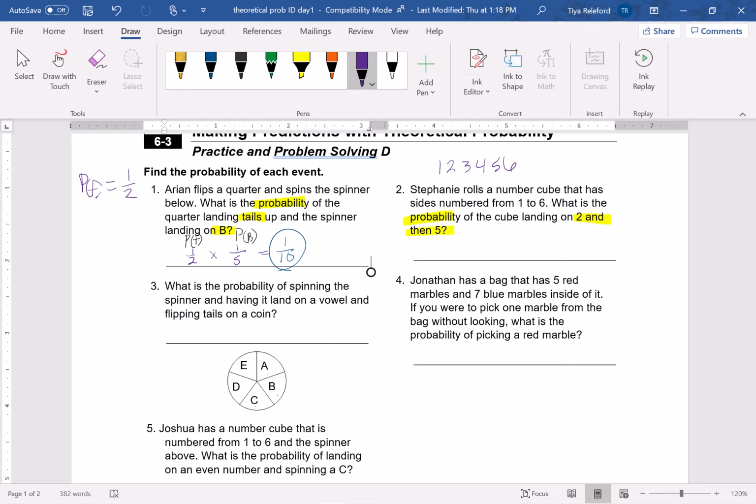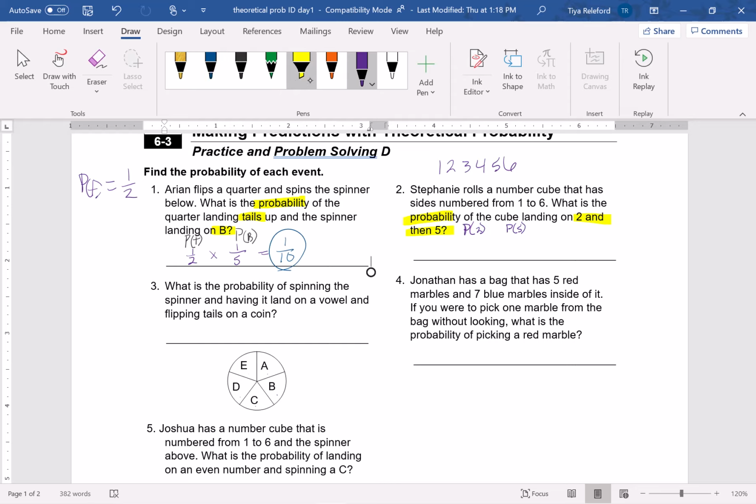So this is one of those tricky ones where it says 2 and 5. That's 2 things happening. If it said 2 or 5, that would be 1 thing happening. So it sounds so easy, but they can really be tricky. So you need the probability of landing on a 2 and the probability of landing on a 5.